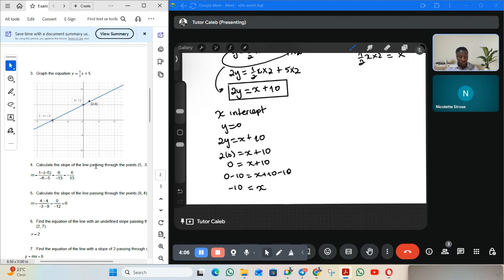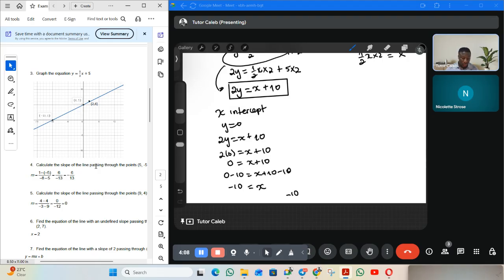My x-intercept will be minus 10 and 0. This will be my x-intercept here. 2y equals x plus 10, and then you did 2 times 0. Okay, so I see what you're doing. That's for the x-intercept. Yes, for the x-intercept.